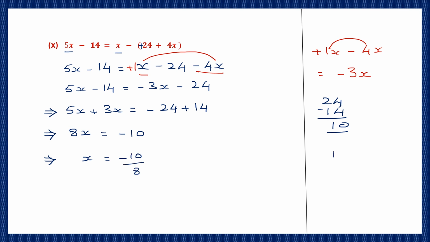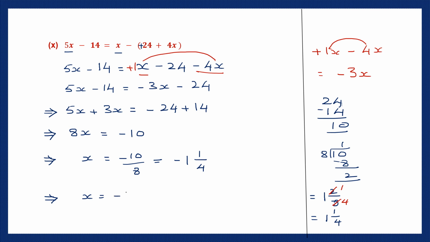So let's divide 10 by 8. 8 ones are 8, minus, 2. So what do I have here? 1, 2 by 8. Now here again 1 will remain the same, whereas 2 by 8 I can reduce to the lowest term. 2 ones are 2, 2 fours are 8. So this becomes 1, 1 by 4. So here it is minus 1, 1 by 4. So we have found the value of x to be equal to minus 1, 1 by 4.